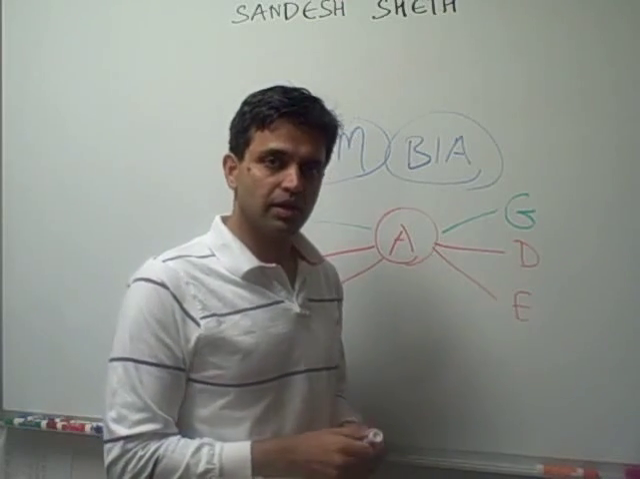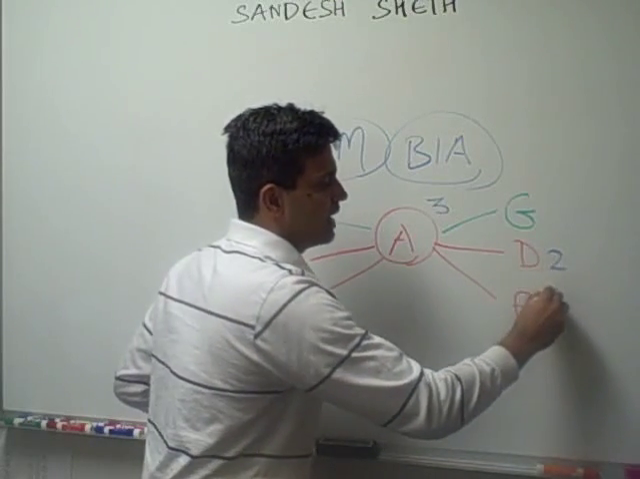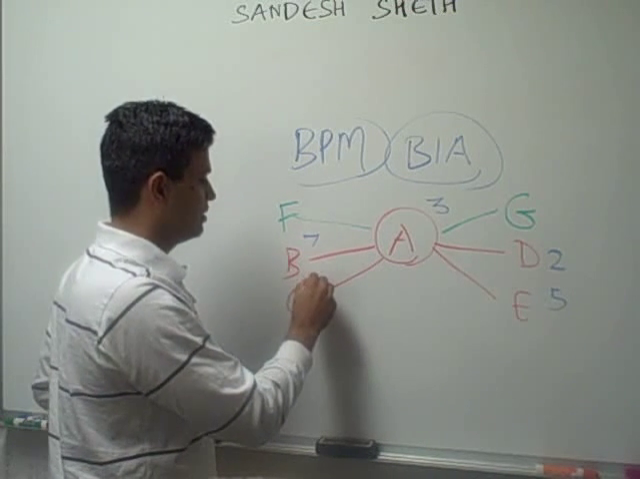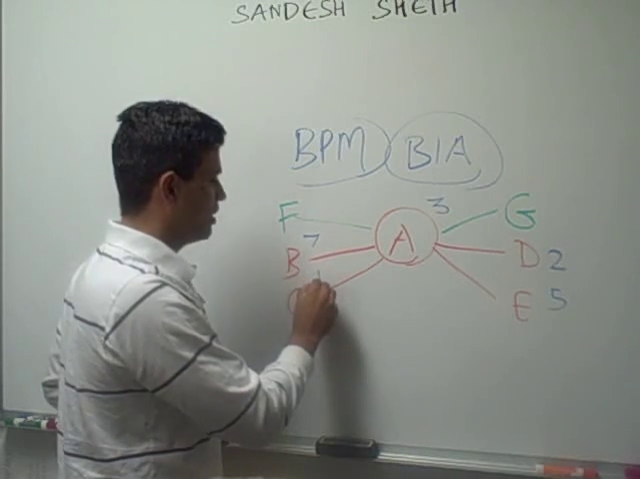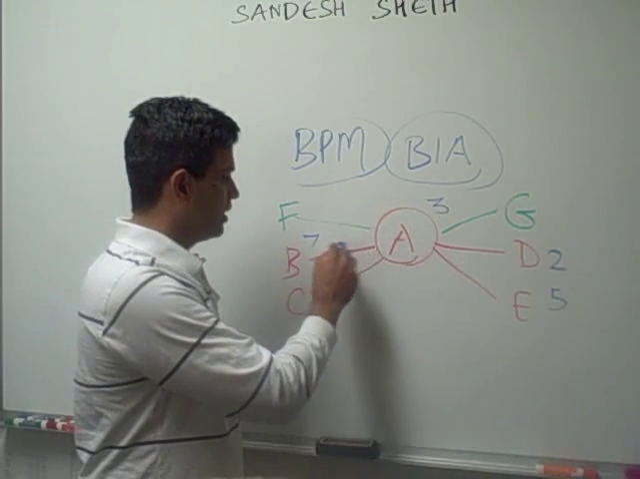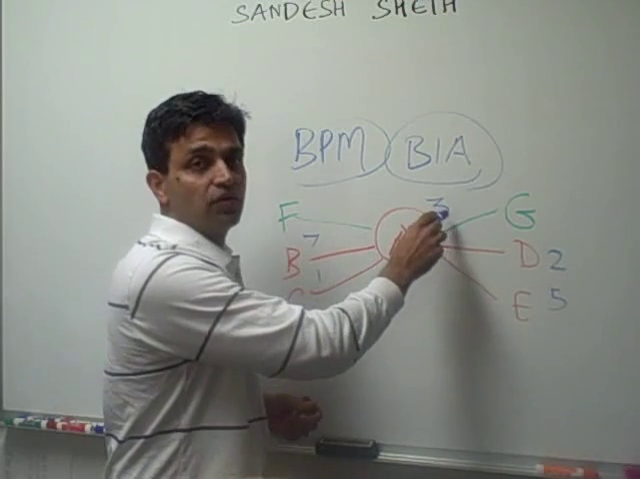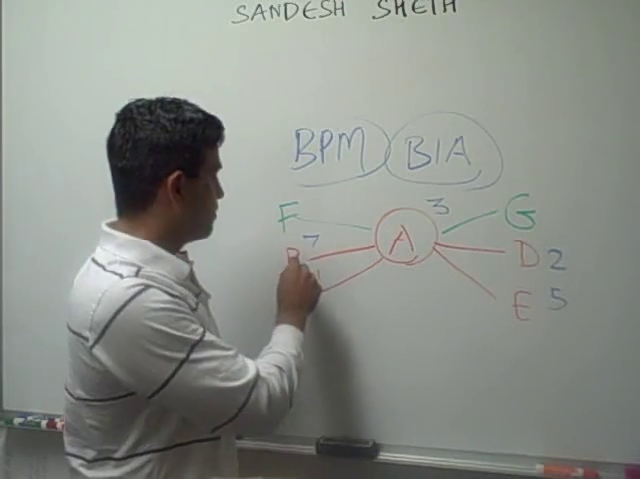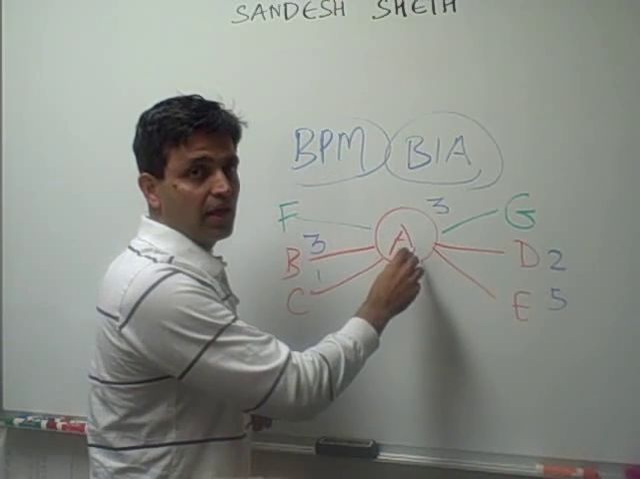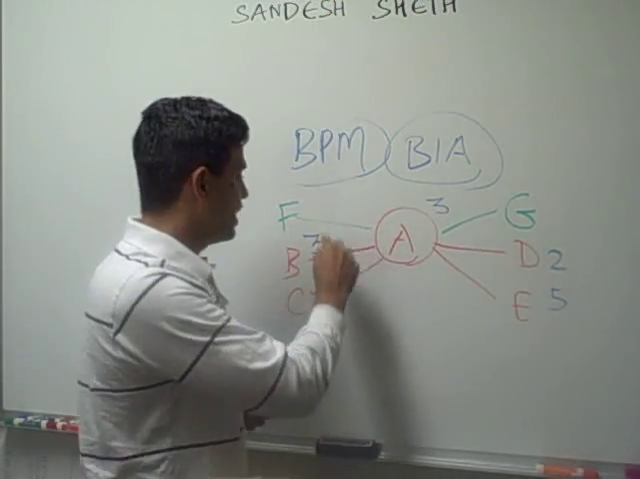In this, assuming that A has a 3 days RTO, D has 2, E has 5, B and C have 7 and 1. What would happen is that the B process, though it has a 7 days RTO, because it feeds into A and A has only a 3-day RTO, B automatically is reduced to 3 days, because A, having a 3-day RTO, would need all its predecessors, all its contributors, to have the same.